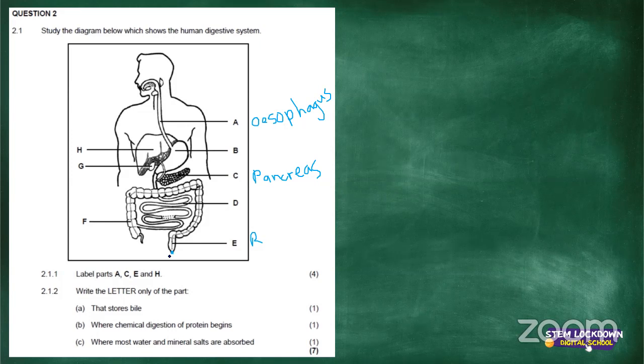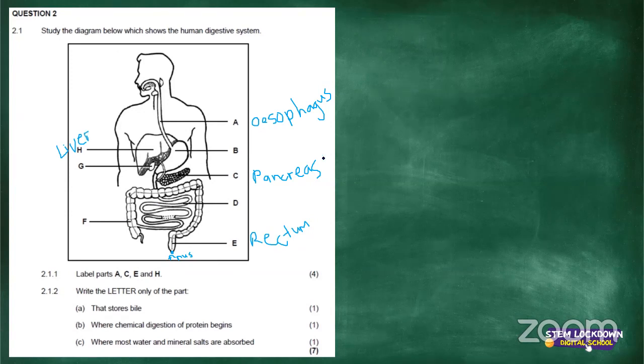Yeah, well, this is the anus. That's where we find the anus. Guys, remember that the rectum is where your feces are stored. All right, then we go to part H. That is your liver. Also part of your accessory organs.